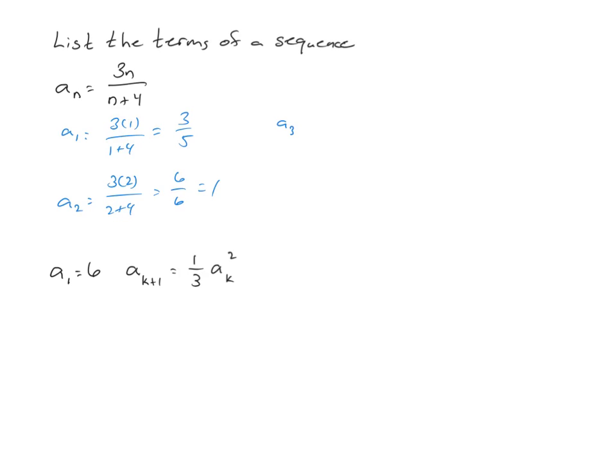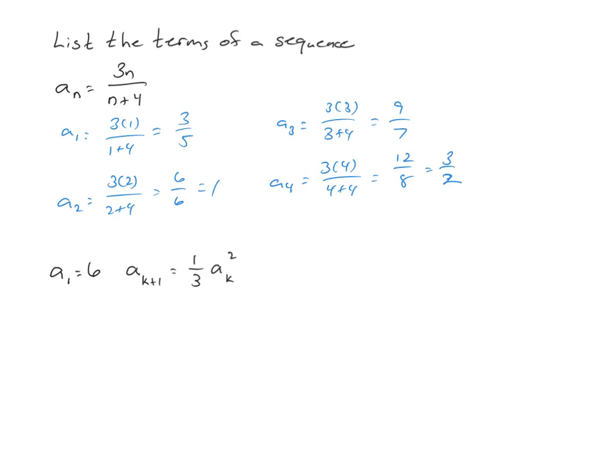So a sub 3 is going to be 3 times 3 over 3 plus 4, which gives me 9 over 7. A sub 4 is going to be 3 times 4 over 4 plus 4, which is going to give me 12 over 8, which reduces to 3 over 2. And I can continue listing off more terms of the sequence just by putting in bigger integer values in for n.